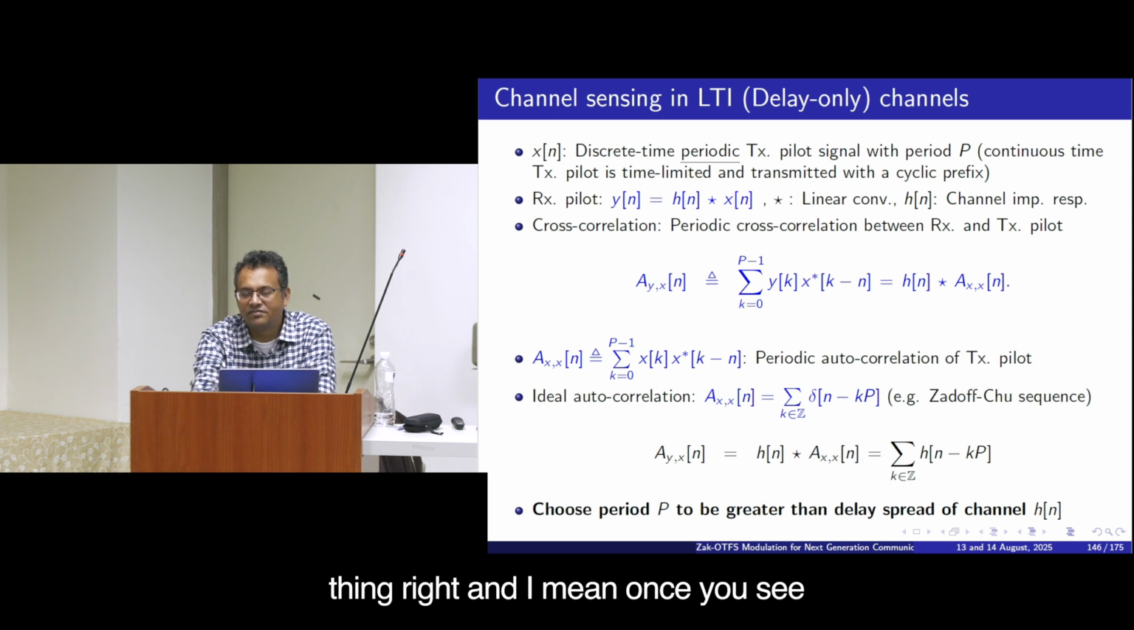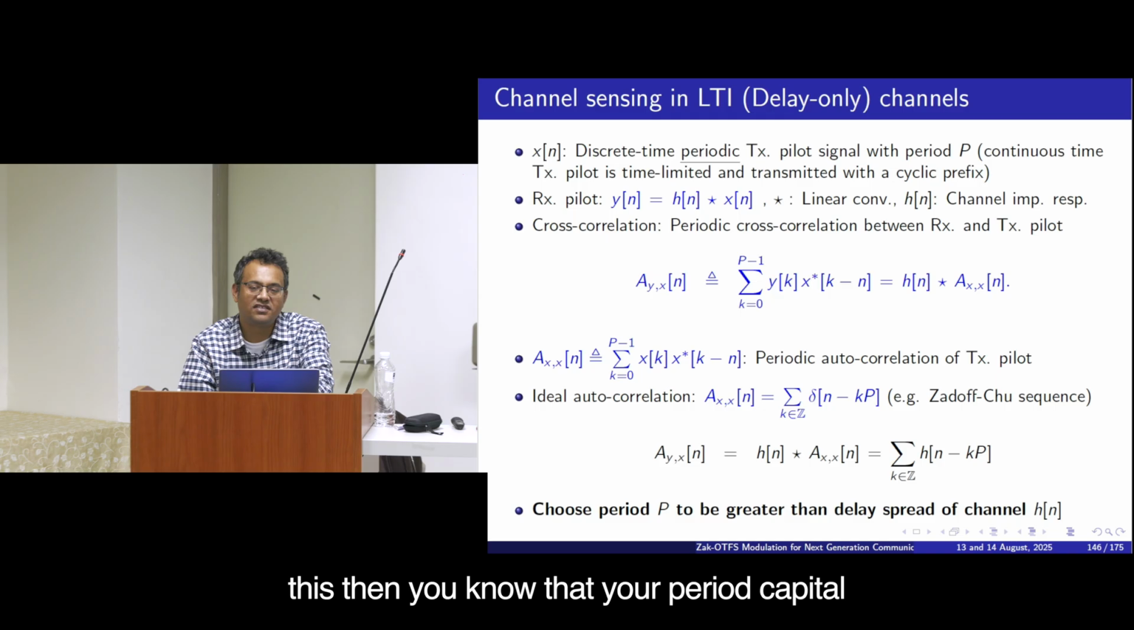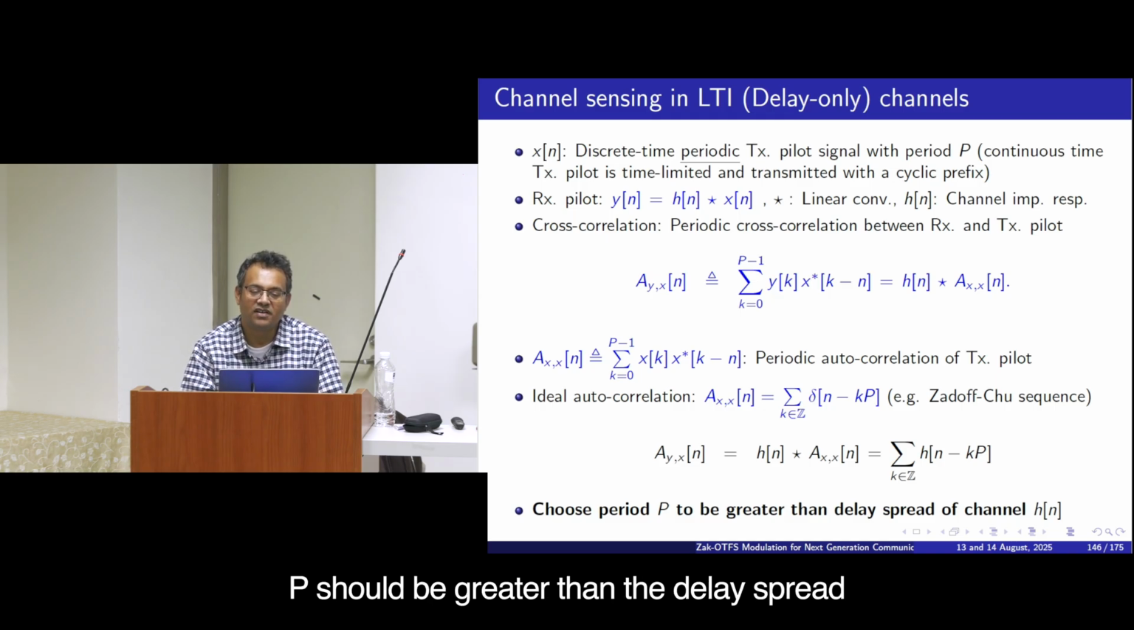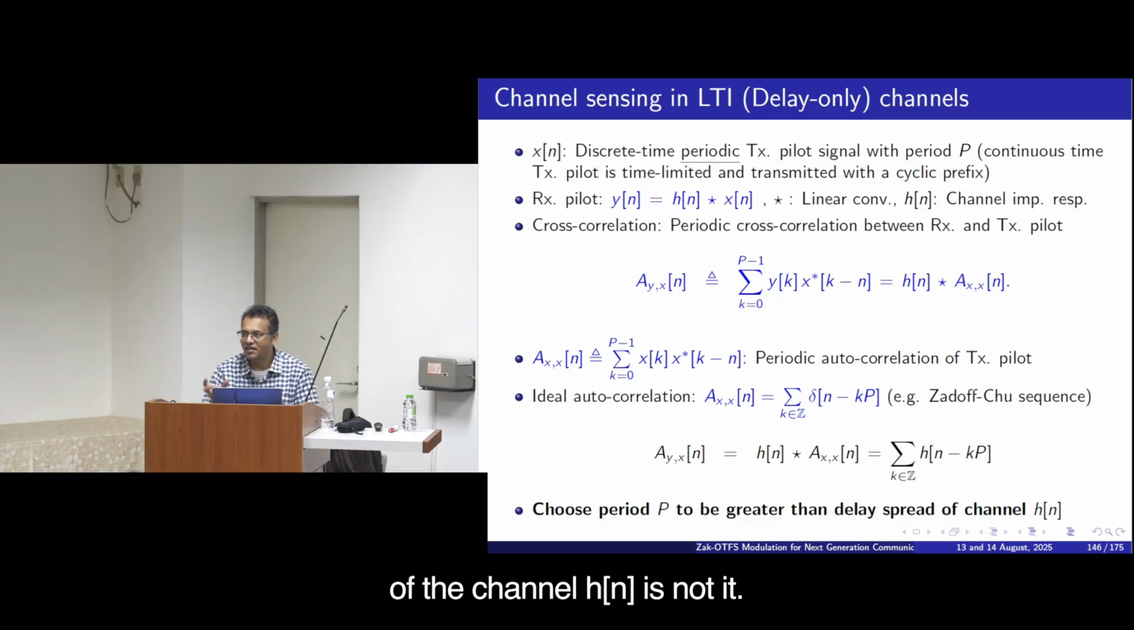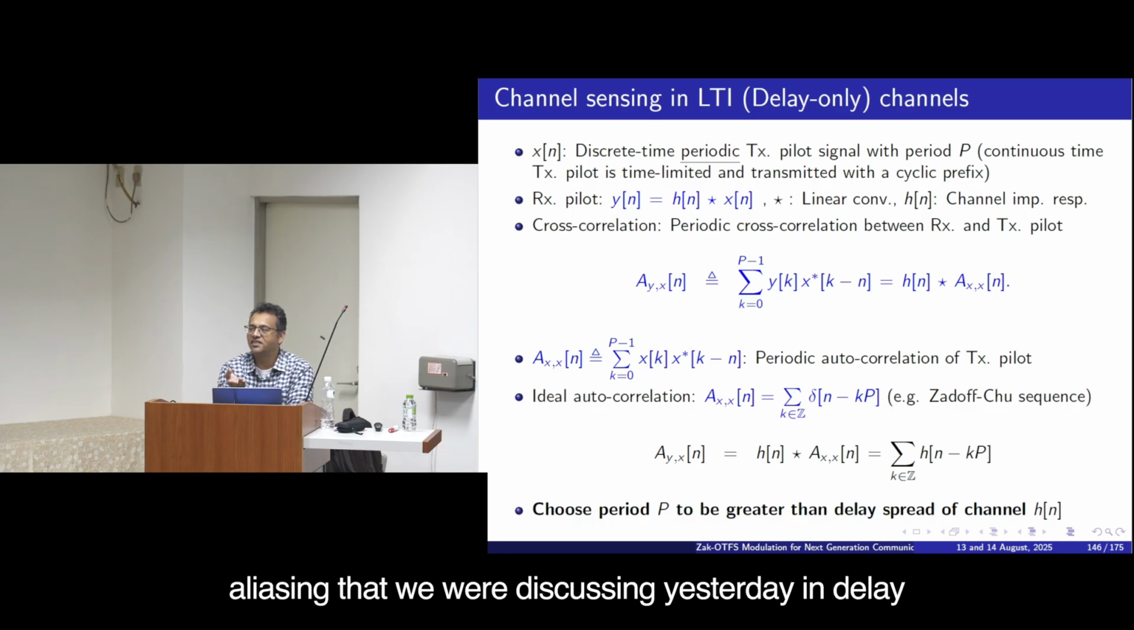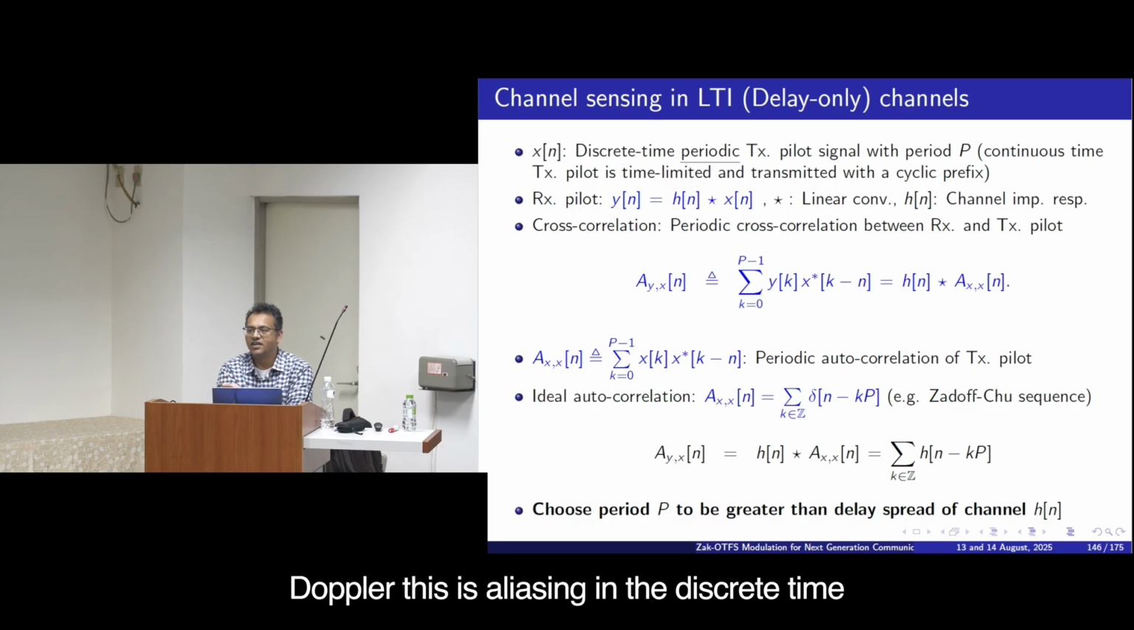Once you see this, then you know that your period capital P should be greater than the delay spread of the channel H[n], isn't it? These are like sums of all those copies, right. It is just like the aliasing that we were discussing yesterday in delay Doppler. This is aliasing in the discrete time domain, right.